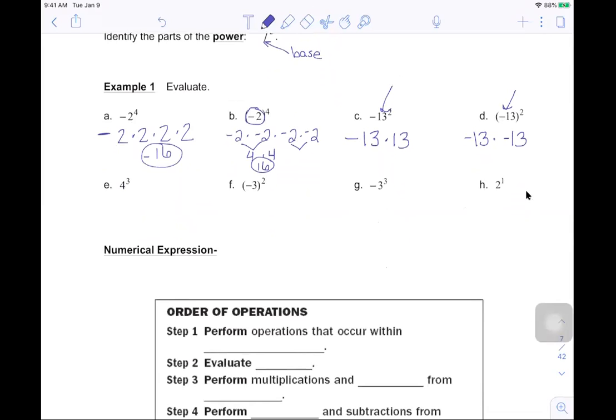So Bill, can you tell me what you have for C versus D in these problems? What did you get for C? -169. And then what did you get for D? +169. Nice job. Perfect. So we can see the difference between parentheses and no parentheses in those two problems. In letter E, 4 cubed is really taking 4 times 4 times 4.